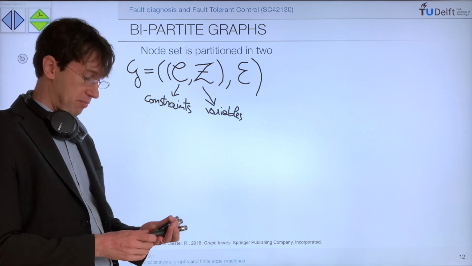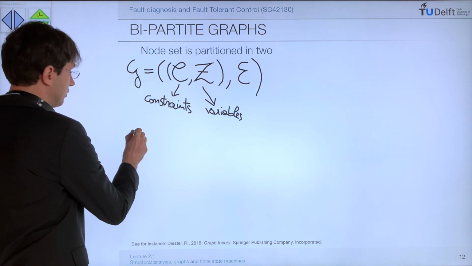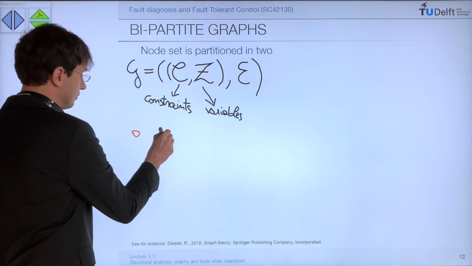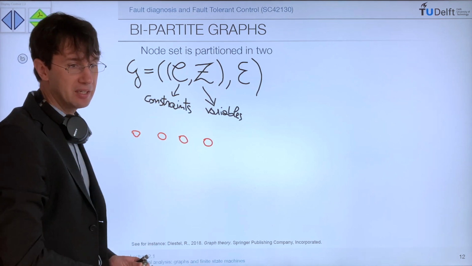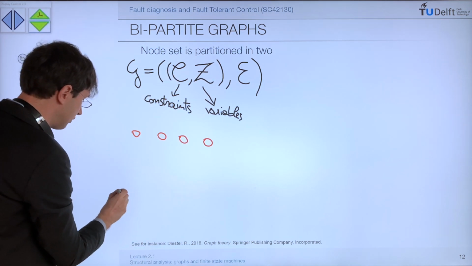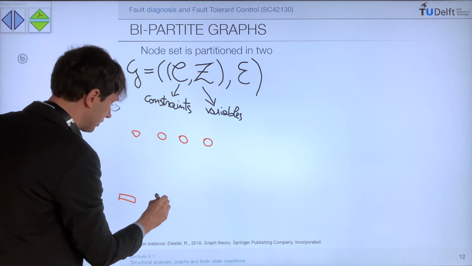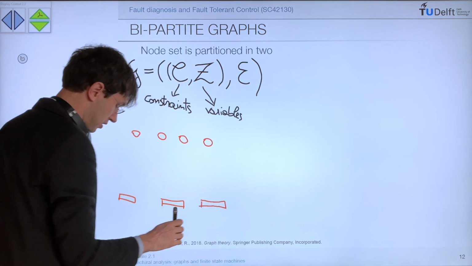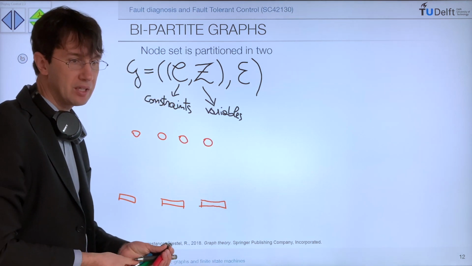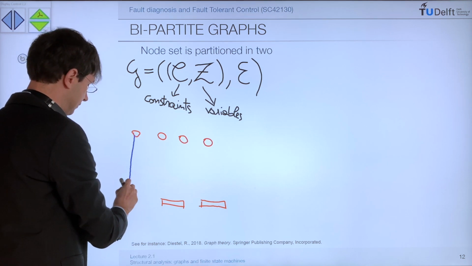Let us draw an example to make things easier. So let us introduce some nodes that represent the variable subset, the second one, and then some others that we draw with small rectangles that represent constraints. So they don't need to be in the same number, and usually they are not. Let us assume that we have this kind of connectivity.